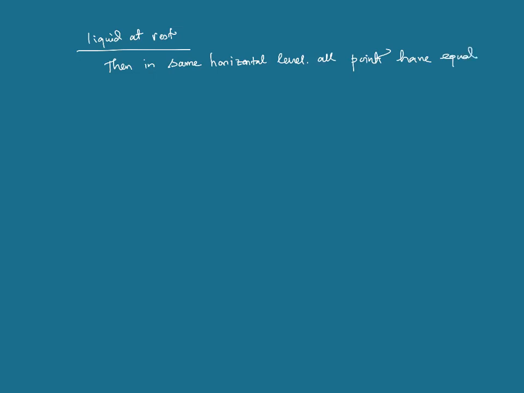So suppose you have a liquid at rest. If you have a liquid at rest, then in the same horizontal level, all points have the same pressure, equal pressure. That is quite obvious, because you can see it is H rho g, right? And the surface will be horizontal, with no shear force this way.